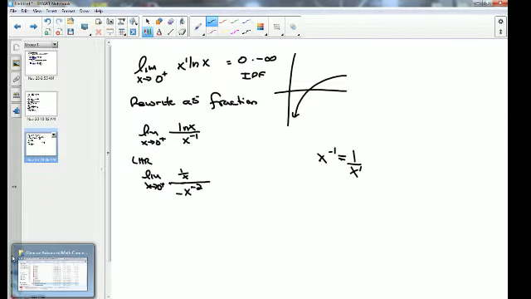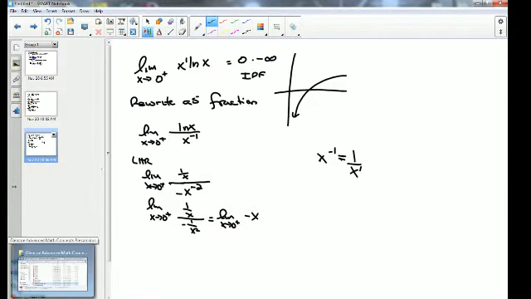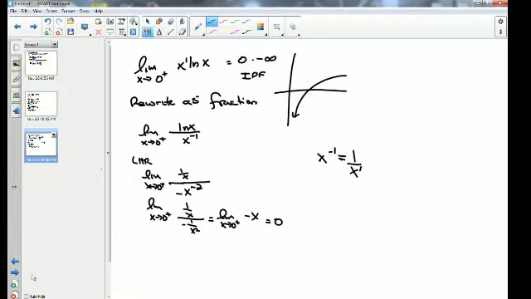Okay, we can algebra this to make it a little bit nicer. It's 1 over x and then negative 1 over x squared, right? Fraction. So copy, dot, flip, we get x squared over x, which is just x. Negative x.